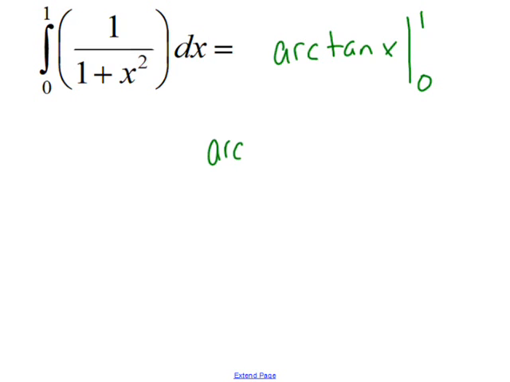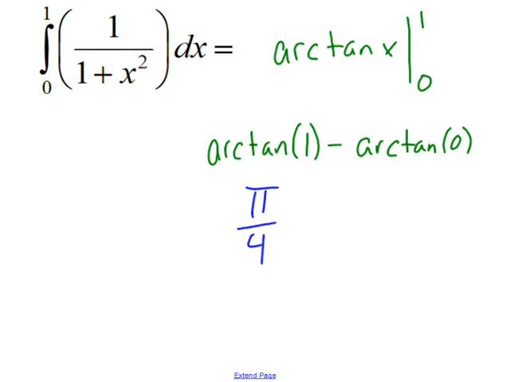So I do arctan of 1 minus arctan of 0. And you ask yourself, to figure out what arctan of 1 is, you say, okay, well, what function, when I take tan of it, gives me 1? And so that is pi fourths, because tangent of pi fourths is 1. And then arctan of what number gives me 0? And that is 0. All right, so your answer is just pi fourths.